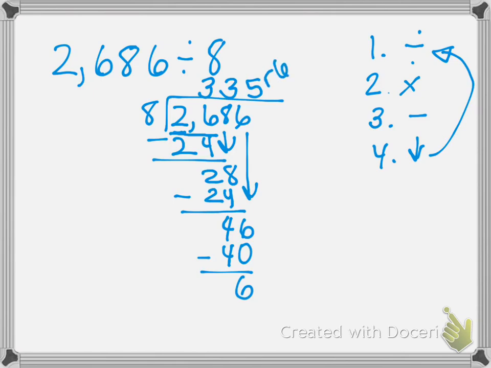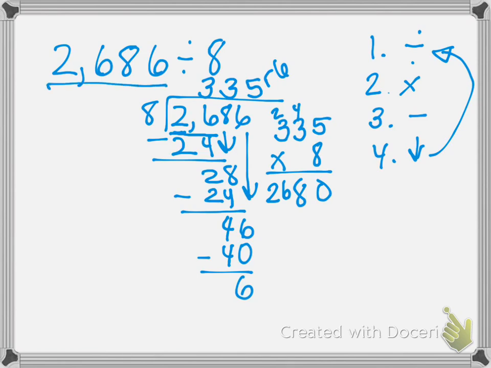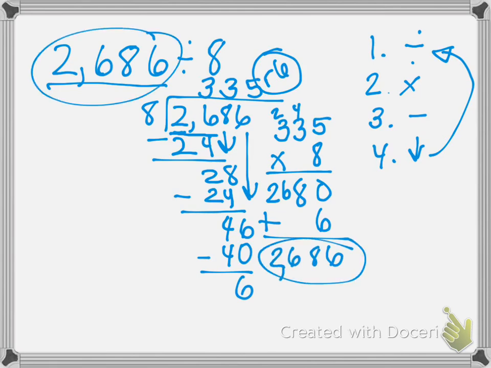335, remainder 6. Checking your work with a remainder is a little bit different. You still go quotient times divisor. So we're going to do this multiplication. 8 times 3 is 24, plus 4 is 28. 8 times 3 is 24, plus 2 is 26. So we have 2,680, which is not our dividend. But that doesn't mean you're wrong, because what you need to now do, since you had a remainder, is add the remainder. Okay? So 6 plus 0 is 6, 8, 6, 2, 2,686, and now we have it.